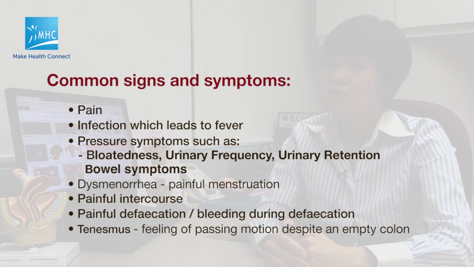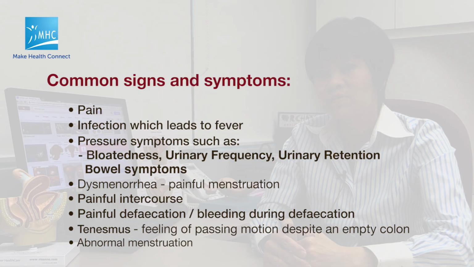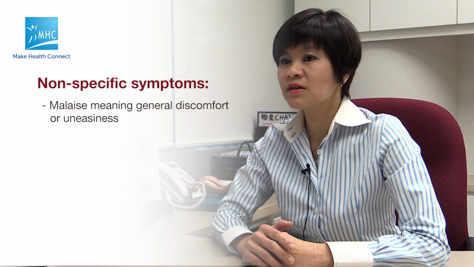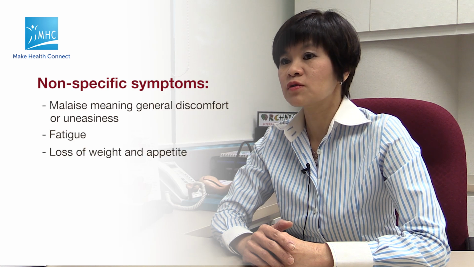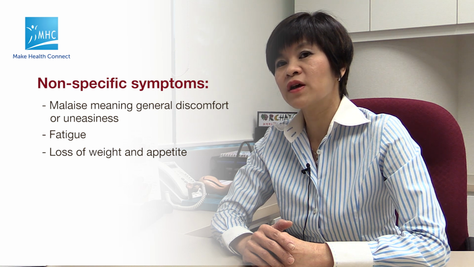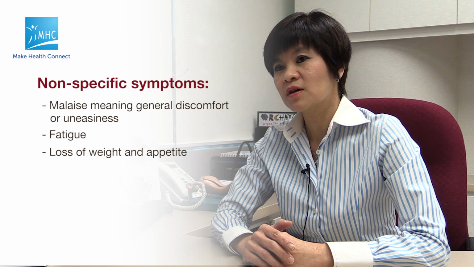Some patients actually present with abnormal menstruation. That means they have abnormal bleeding, intermenstrual bleeding, or bleeding in between menses. Some of the patients with cancer can also present with other non-specific symptoms such as malaise and fatigue, and even loss of weight and loss of appetite, by which case the ovarian cancers can be quite advanced.